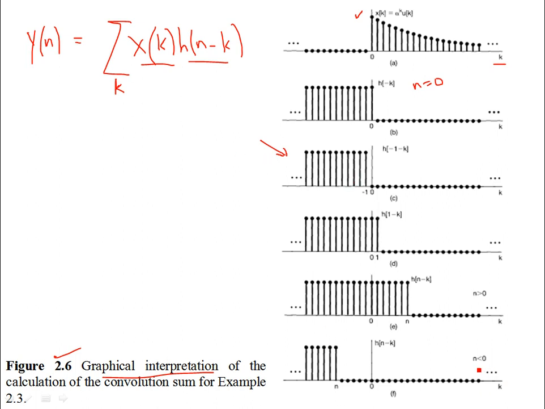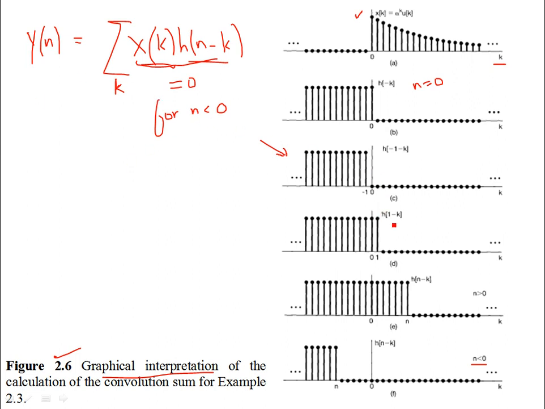This implies, just look at over here, this is the last figure for n less than 0, for negative indices. There is no non-zero sample that overlaps with x[k]. Therefore, this product is 0 for n less than 0. That means your y[n], the output of the system, is 0 for n less than 0. So we are not going to consider y[n] for n less than 0.